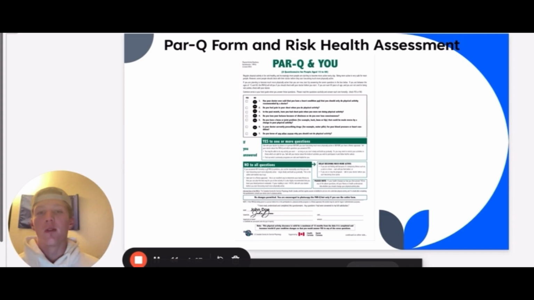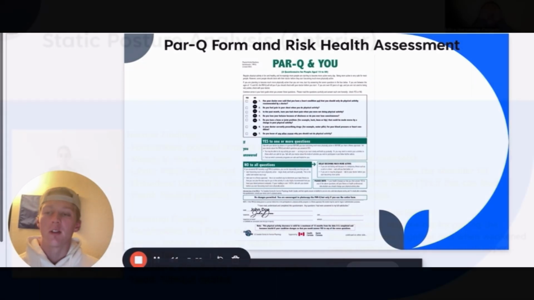We gave John a PAR-Q form for his risk health assessment, and as you can see, he answered no to all the questions, inferring he is ready for exercise and there are no risks.